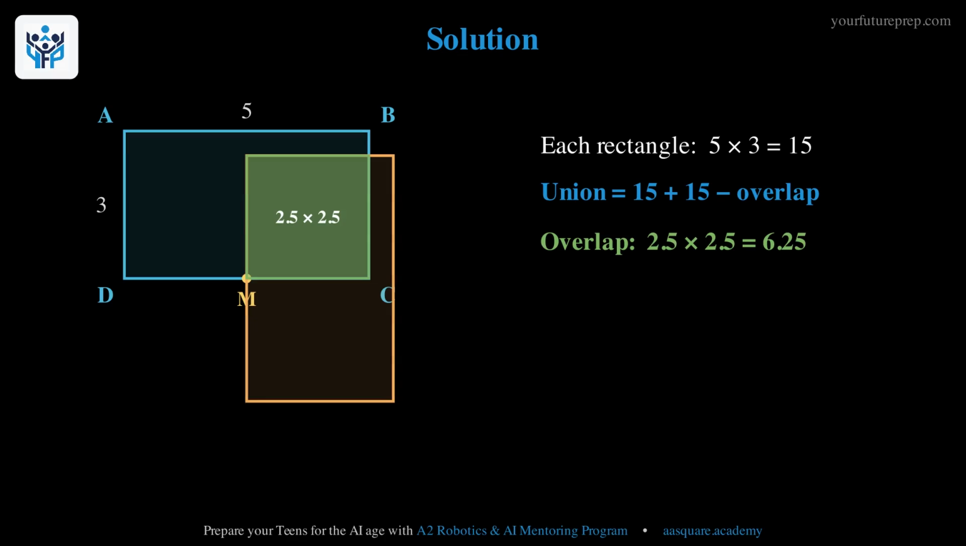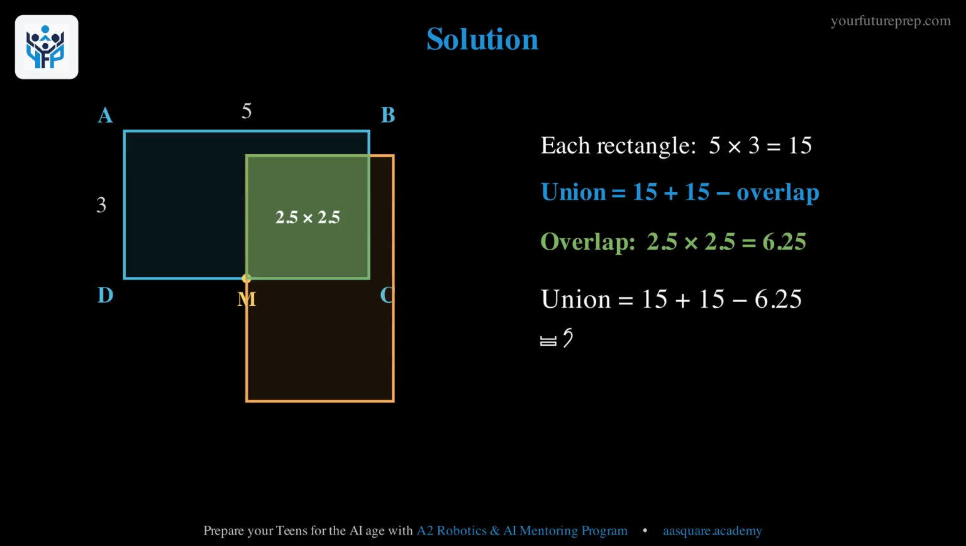It runs from x equals 2.5 to 5. That's a width of 2.5. And from y equals 0 to 2.5. A height of 2.5. So the overlap area is 2.5 times 2.5, which is 6.25 square inches.